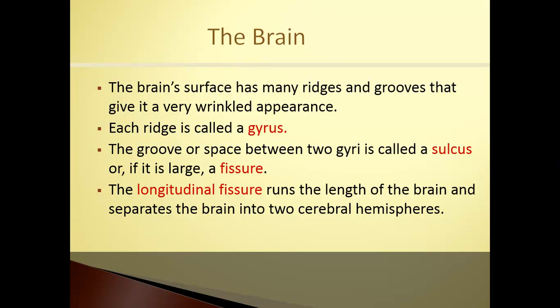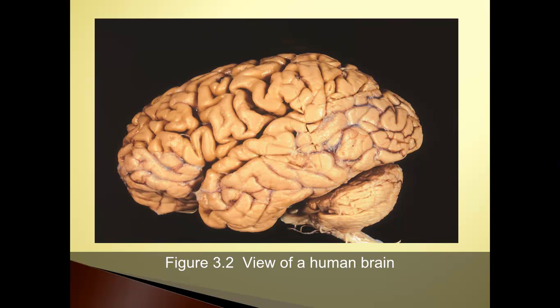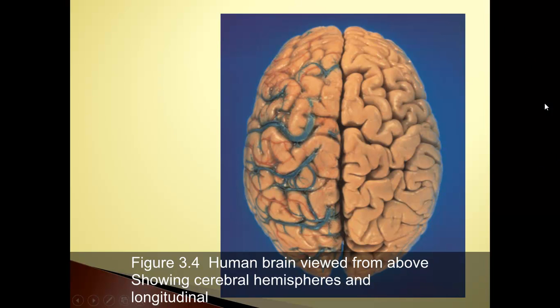And multiple gyruses are called gyri. So the plural for gyrus is gyri. A space between two gyri is called a sulcus, and if it's large, it's called a fissure. And there's a very large fissure that runs down the length of the brain that's called the longitudinal fissure.